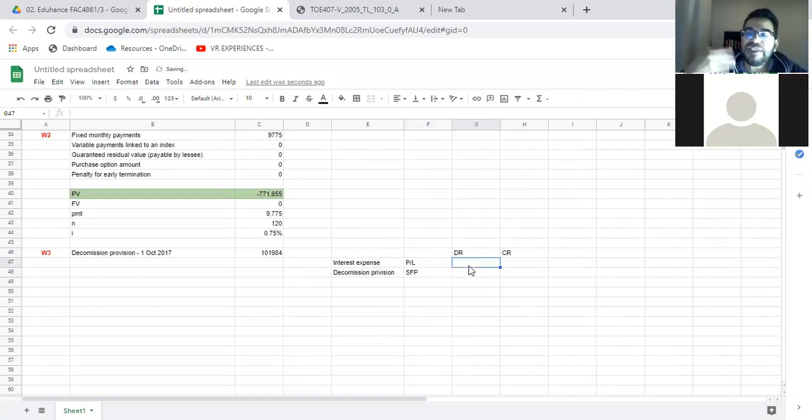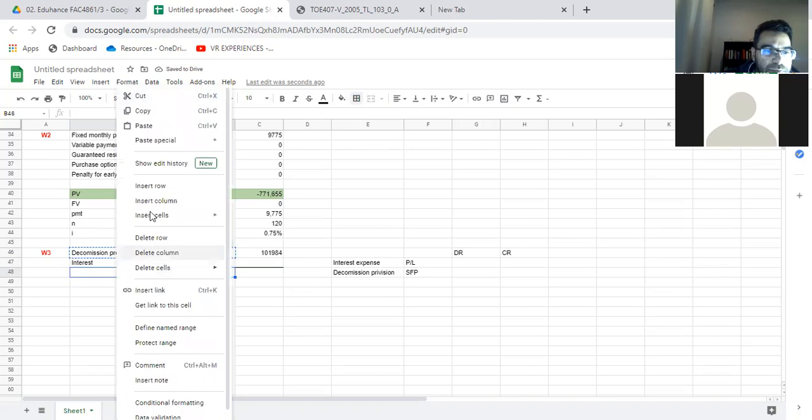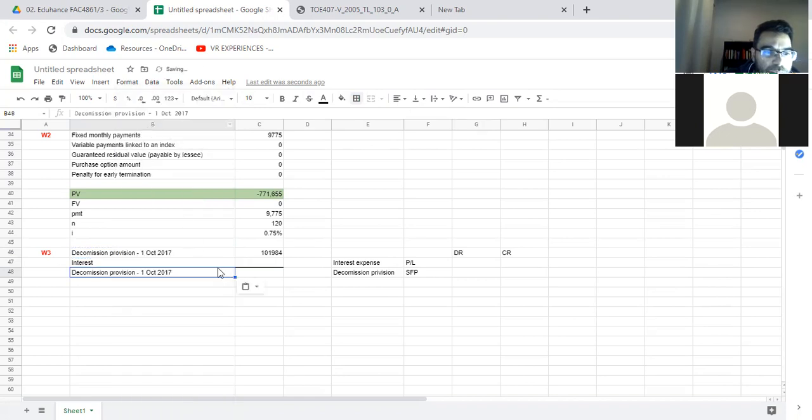How do you work it out? In the same way you work out interest. How do we work out interest? Present value multiplied by the interest rate. So what we're going to do over here is add the interest, which will give us the decommission liability at 28 February 2018.